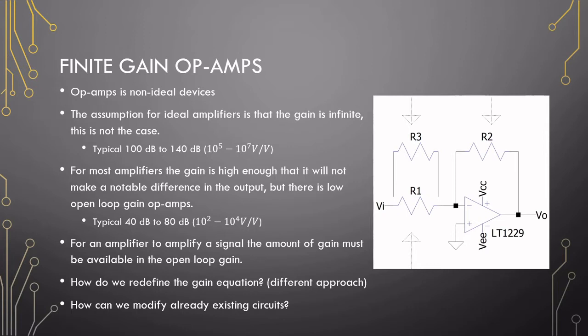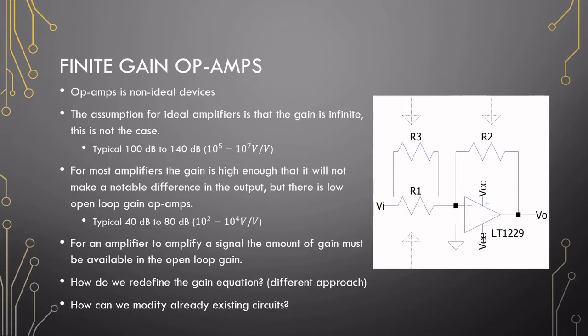But there are op-amps out there that do not have an infinite amount of gain, and you get these in the 40 dB to 80 dB range, so 100 to 10,000 volts per volt gain, and that has influence on the output. So you can design your feedback resistors for a specific amount of gain, and when you run the circuit, you will find that you're not even close to the gain that you designed for.